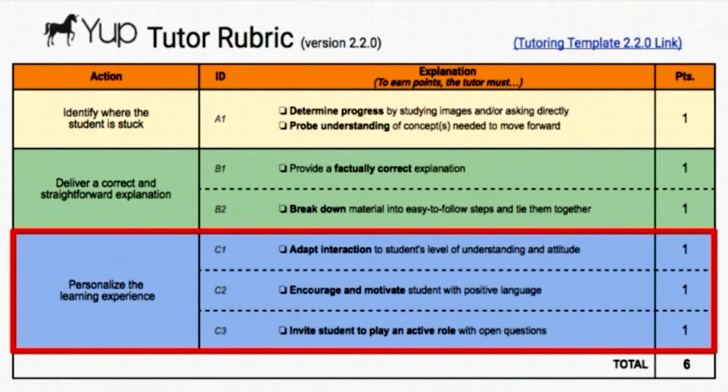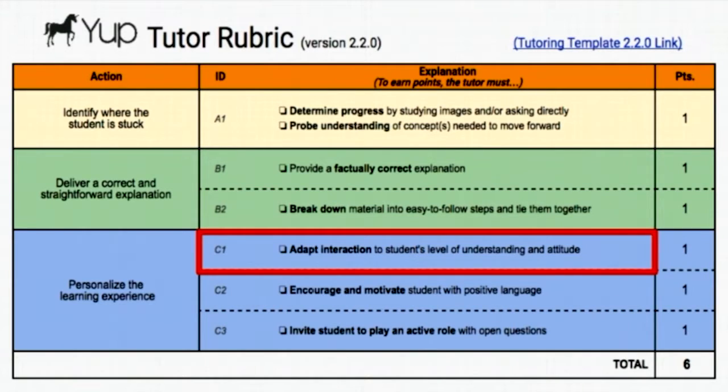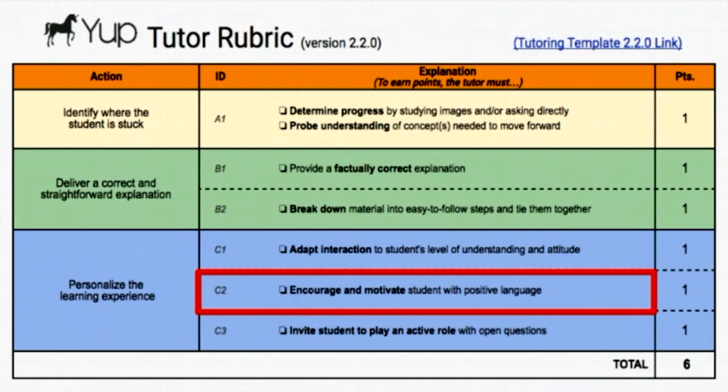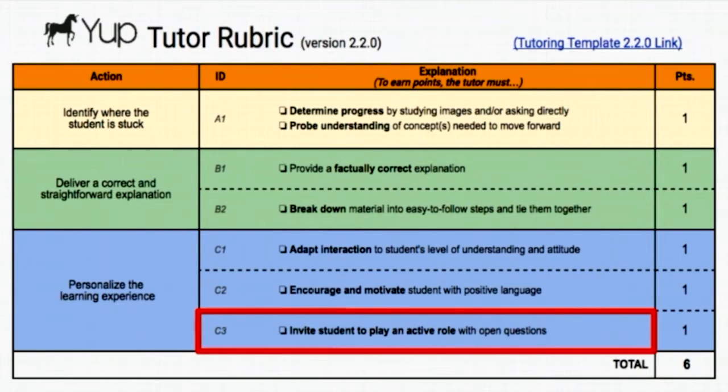Lastly, there are 3 ways in which you need to personalize the learning experience for your student. The first is adapting every interaction to the student's level of understanding. The absolute last thing that our students want is for you to explain at the wrong pace or ignore how your student is feeling. Second, you need to use positive language that motivates the student to keep trying. Third, you need to invite the student to engage with the material by asking open questions and avoiding questions with yes or no answers.